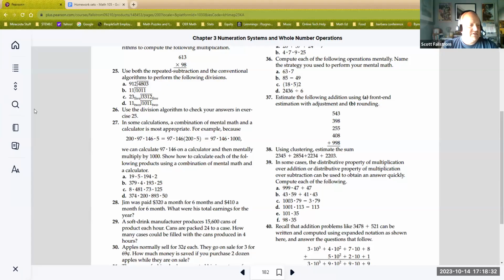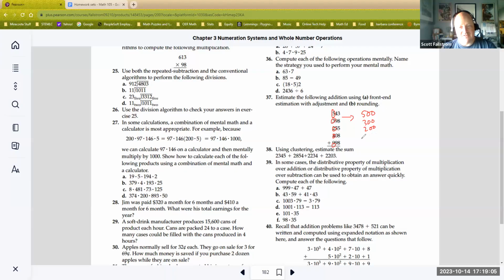Let's see here. What was the question? Why did they round 0, 8 to 0 in the front end estimation with adjustment step? So the front end estimation is just estimating the front end. So all you're doing is really taking that front piece, like 500, 300, 200. These are front end because it literally is the front end of the number. And then you do an adjustment afterwards to make it a little bit easier.